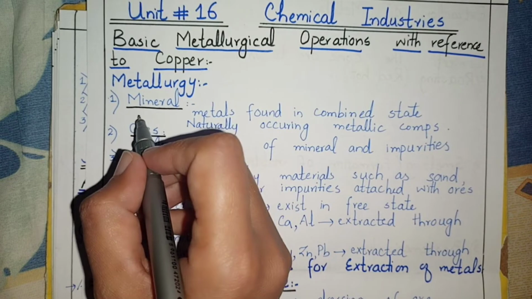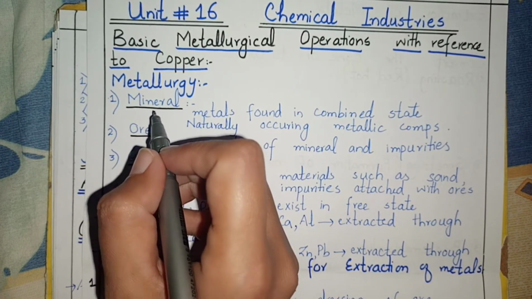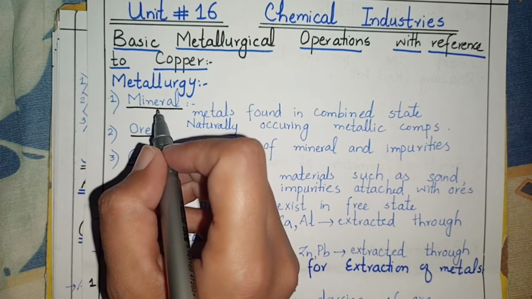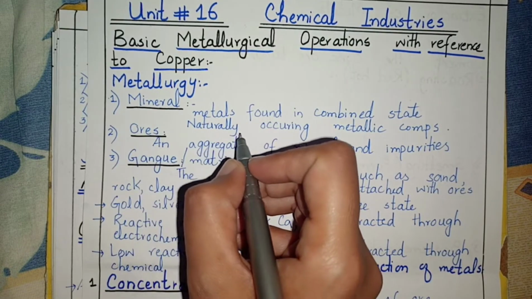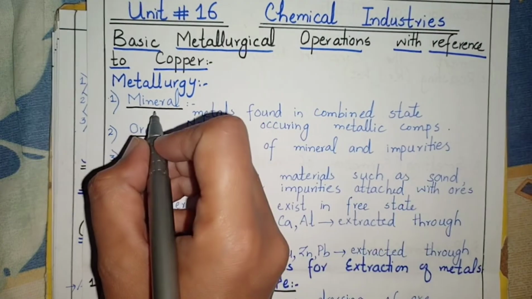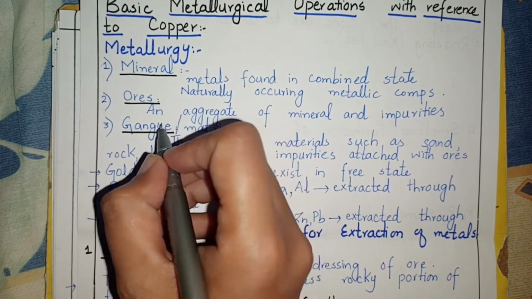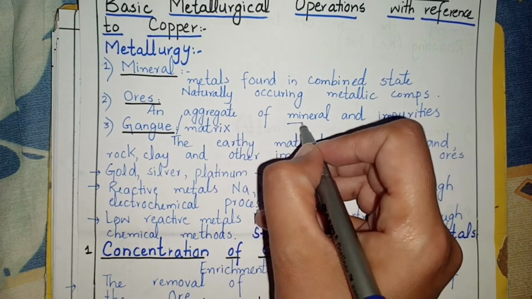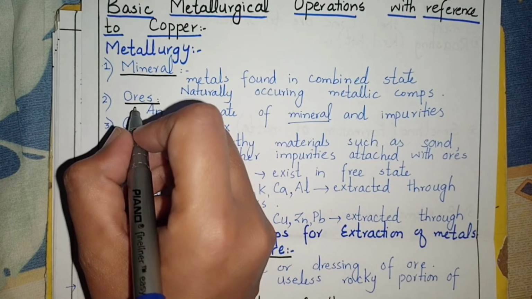Now what is minerals? When the metals iron, copper, sodium, when it exists in combined form, that is called minerals. The naturally occurring metallic compounds are called minerals. Now what is ore? An aggregate of mineral and impurities. Mineral with impurities is called ore.